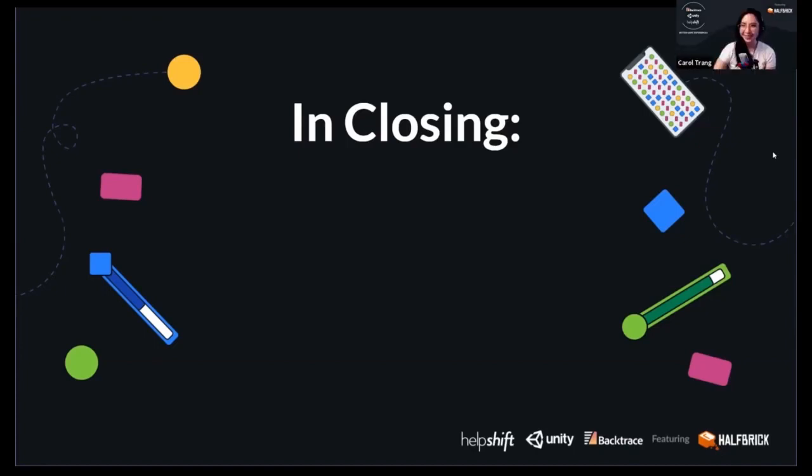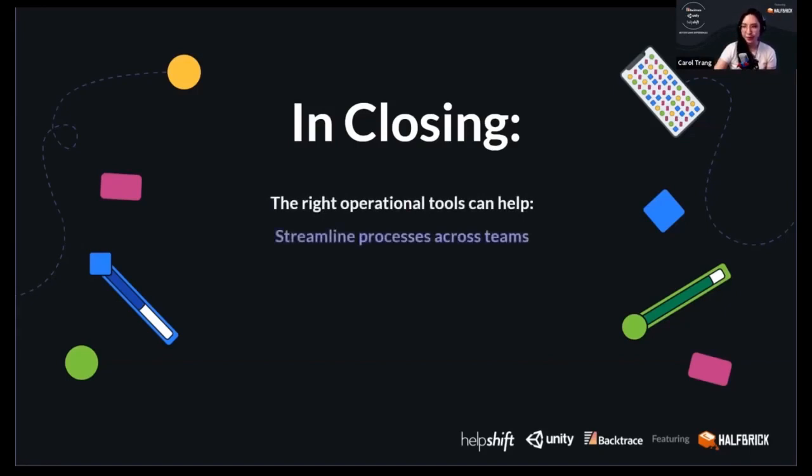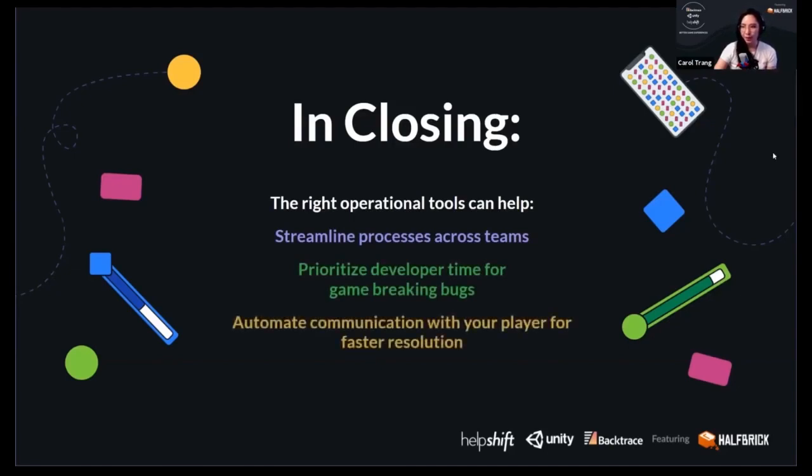Awesome. Thank you so much. So in closing, let's recap. With the 3 solutions, you've been able to streamline processes across teams. You can help prioritize developer time for game-breaking bugs and automate communication with your player for faster resolution, and to keep players in game before they've made an impact on player churn or revenue. This is clear based on the success of recent launches. And thanks to everyone for your valuable insight. I really appreciate that. Now let's open it up to any questions from the audience.